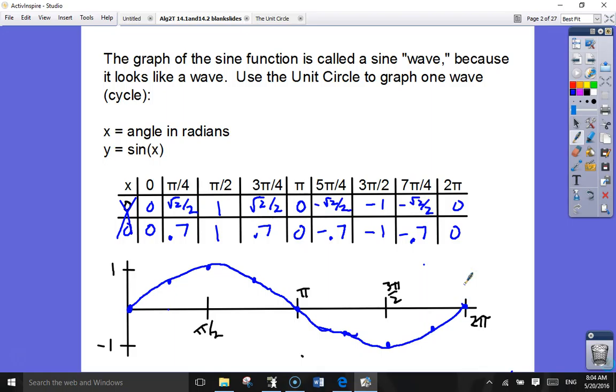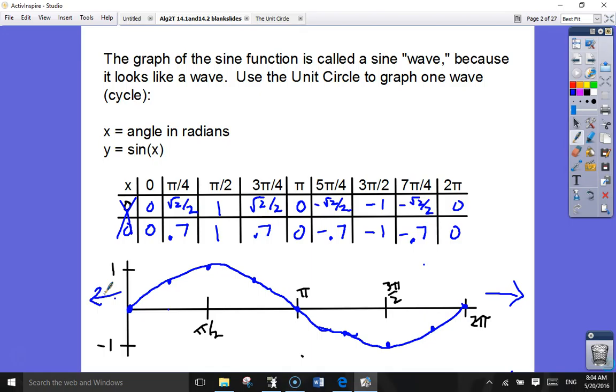Right. What would happen if I kept going? If I went to values to the right of 2 pi? You basically just got back to the 1, 0, right? So everything would just repeat itself. Same thing if I went this direction. The wave is just going to keep repeating itself forever, right?